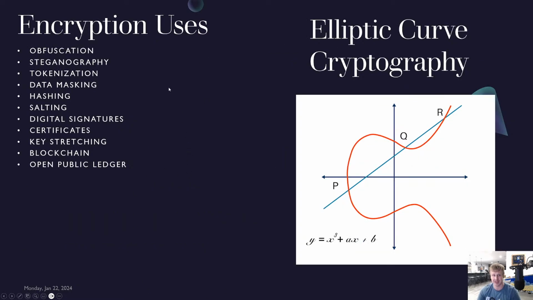So uses for encryption, you can use it to obfuscate data, so make it so that data doesn't look like what it is. You can essentially hide data using it. Steganography is also a form of encryption, essentially kind of works with that obfuscation. You can hide data within images or within audio files.